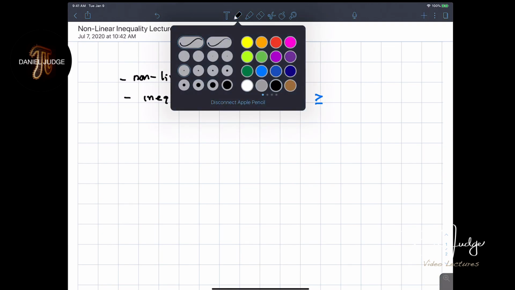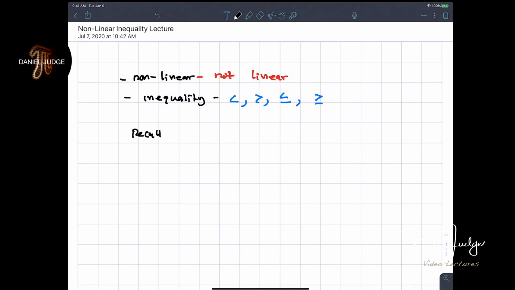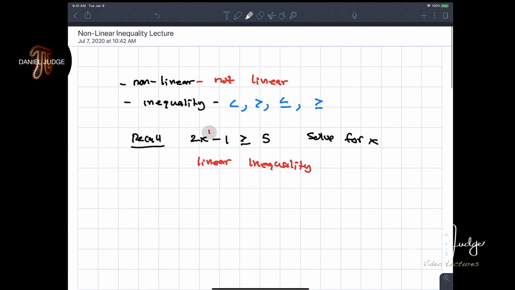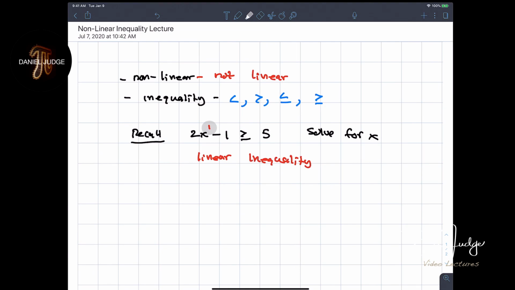And I want you to recall you had things that look like this that you guys had to solve. Now, this is called a linear inequality. Now, it's linear because the highest power is 1. So, okay, that was linear. You had this in beginning algebra. And you had to solve for x.